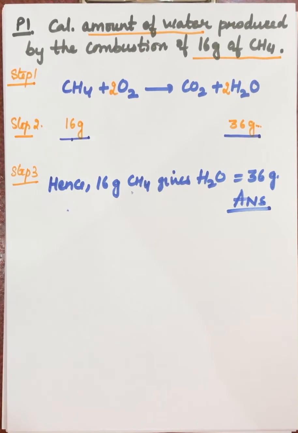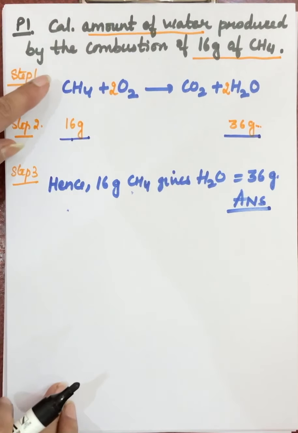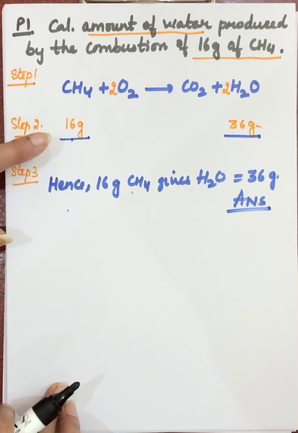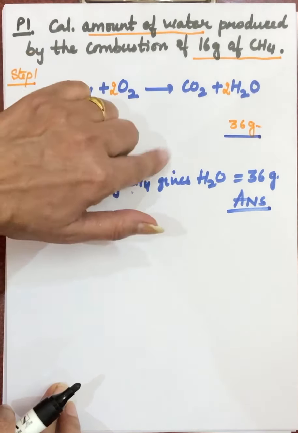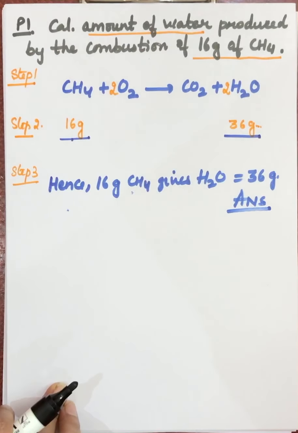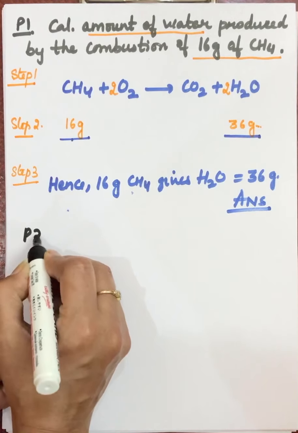Now come to the second question. I hope now the steps are clear. First step is write balanced equation. Second step is under the formulas you write the masses involved or the volume which is involved or the moles which are involved according to our requirement in the question. Then if the volume is here, we write the volume, and last step is we use unitary method to make the required calculations. Second problem.